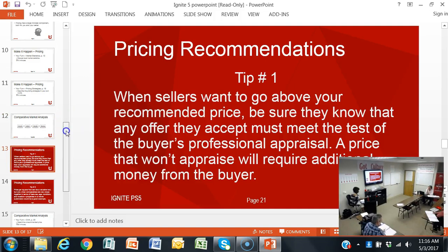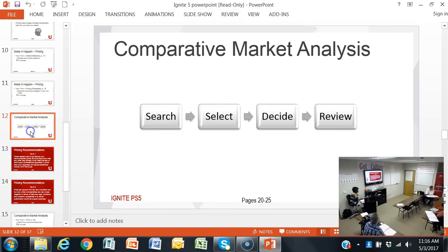Okay. We're talking about the CMA, comparative market analysis. Let's see if they got a page 20. Here we go. The CMA is a process by which a property to be listed is evaluated against other comparable properties to determine a recommended list price. Use the CMA to present information to help sellers understand and accept the right price for their home. The CMA process includes the following.